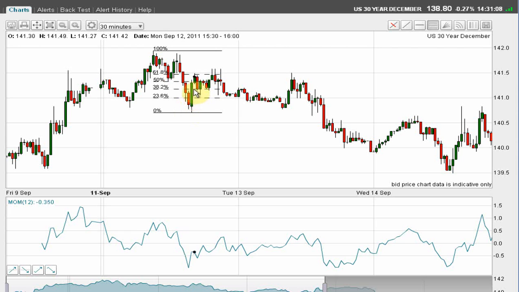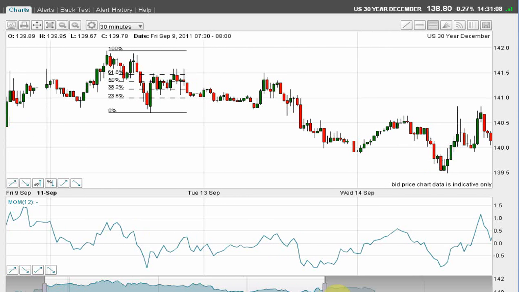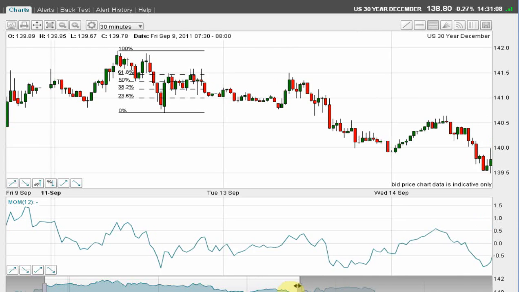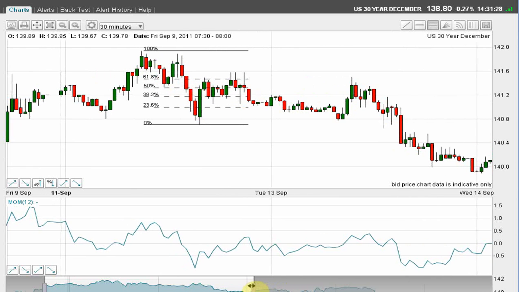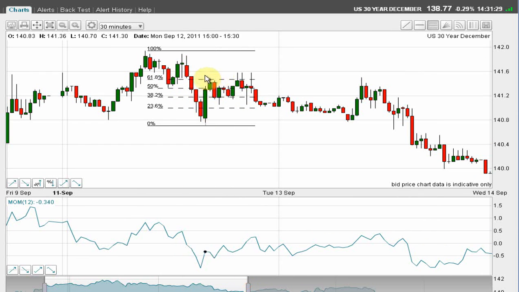We see from this low we've rallied exactly to the 62% level. Don't know whether you can see that. I wonder if I can show you in more detail. There we go. That's a little bit better. Okay, to that level, the 62% level, and bounce back down. So that would be an excellent point to short.